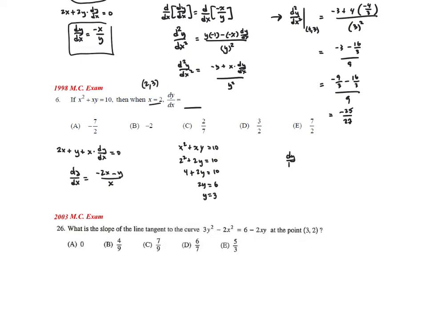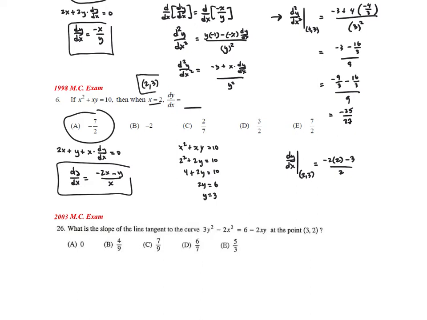Therefore, dy/dx at the point (2, 3) is going to equal negative 2 times our x value minus our y value, all over our x value. I'm using that directly from our solution for dy/dx. When I do some math, that's negative 4 minus 3, which is negative 7 over 2. Again, our answer is A. Now, it's A only because (2, 3) satisfies the original equation.